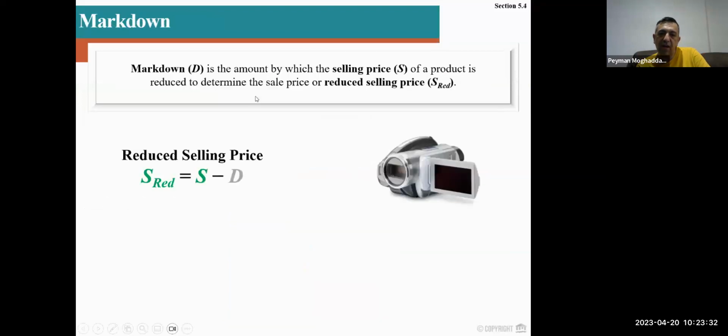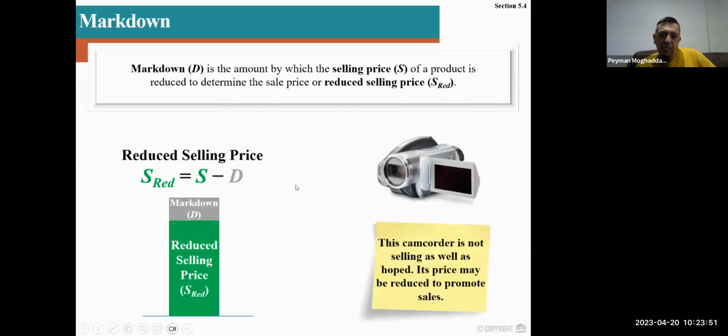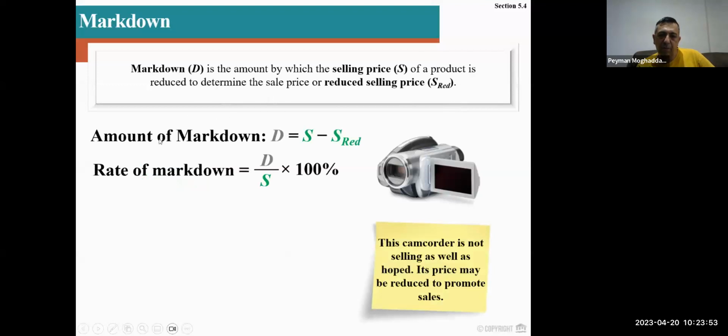Okay, and then we also learned markdown. The markdown is basically the amount that we deduct from selling price to find a reduced selling price, right? So reduced selling price, S reduced, is equal to selling price minus markdown. And the amount of markdown is going to be selling price minus reduced selling price, right? Because the reduced selling price is just going to be selling price minus markdown.